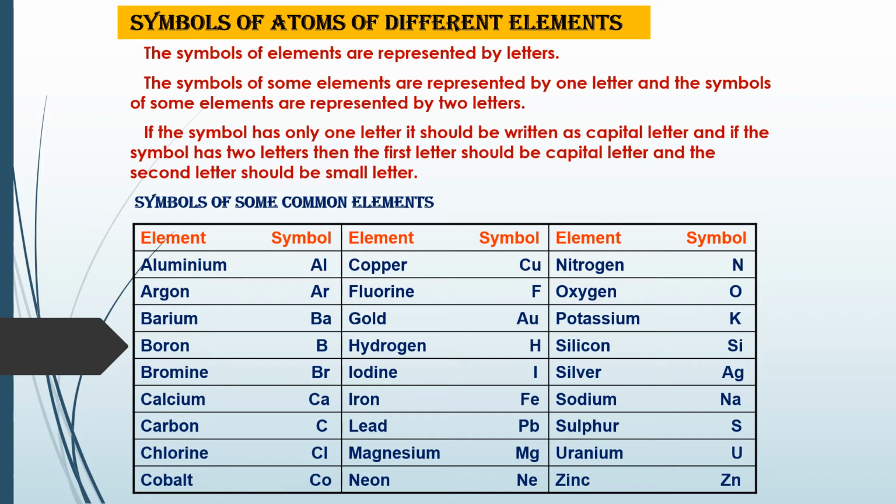If a symbol has only one letter, it is written in capital letter. If a symbol has two letters, then the first letter is in capital and the second letter is in small letter. So this is a list of some of the common elements that we come across. You have to learn the symbols of all these elements. So this is a work for you. You will take out your practice book and write down the names and symbols. They have to come to you automatically because you will be writing down equations with this. So these symbols are to be learned.